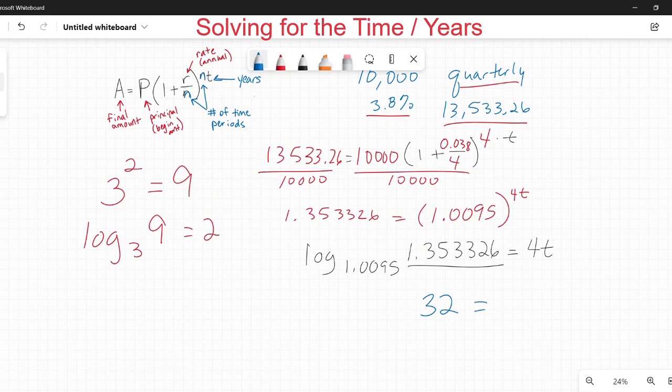So 32 equals 4t. Then I divide both sides by 4, and t equals 8. This money has been there for 8 years. All right, so that is everything on this compound interest. Again, if you're looking for compounding continuously, that will be coming out shortly. And if you're looking for just compounding once a year annually, that's already done.